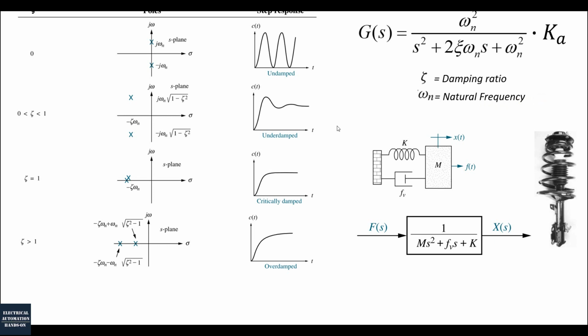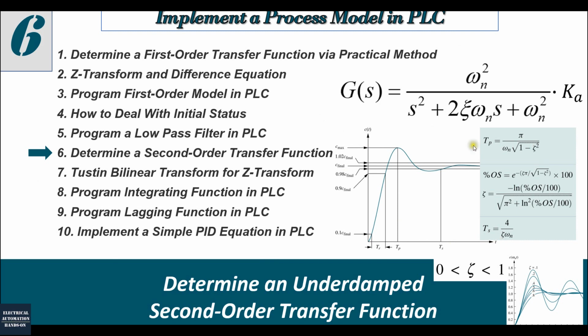Alright, similar to the first order transfer function, I will use the bump test time response, and this response will show the overshoot. I will use the overshoot in this time response curve to record some data. And using that data, we can calculate the important values, especially the damping ratio and the natural frequency.